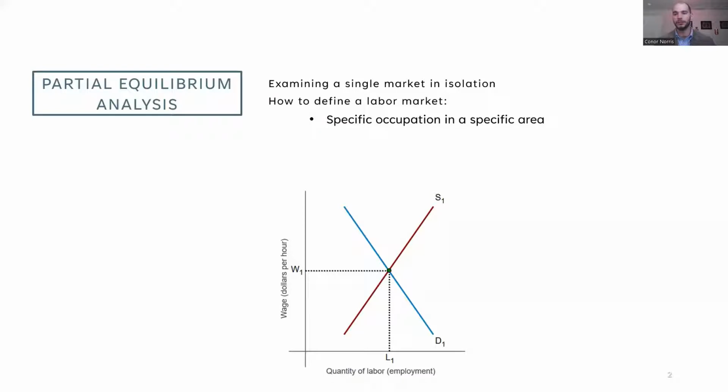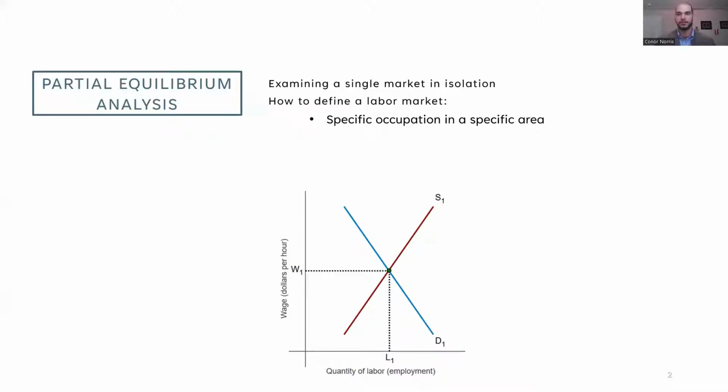All right, so we're going to begin with what's called partial equilibrium analysis. That's what your textbook calls it. I know it's another name that sounds intense, like it's something super complex, but really it just means that we're going to be looking at a single market at one time rather than looking at the entire economy. So we're only focusing on the labor market, in this case, a specific occupation in a specific area, typically.